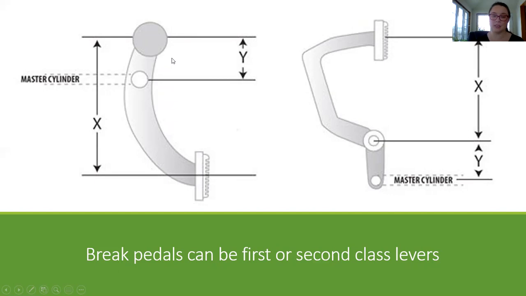So in this case, if the pivot is at the end, and it's applying force on the master cylinder, that's our load, and my effort goes on the pedal, what type of lever is this one? The load is in the middle, the pivot's on the end, and my effort is at the very end of it. This is like the wheelbarrow. There's my wheel, there's my load, here's my handles. This is a second class lever.